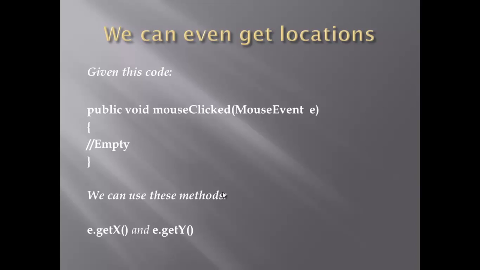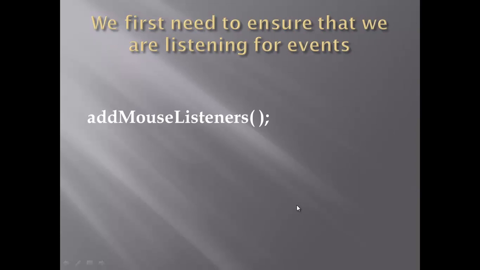You can even get locations. If there's a click on the mouse, we would have this method, public void mouseClicked, and then we have an event here called MouseEvent e. And then you could print these or use that information to see if you've clicked on the appropriate thing. If there's something on the screen you wanted to click on and it has a certain location, we can compare the X value and the Y value of the object we want to click on with where our mouse clicked. So it can be very useful for video gaming. But first we need to ensure that we're listening for the events. So we'll have a method called addMouseListener. And you'll see all this in a program in just a minute.